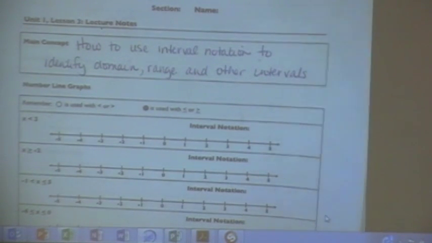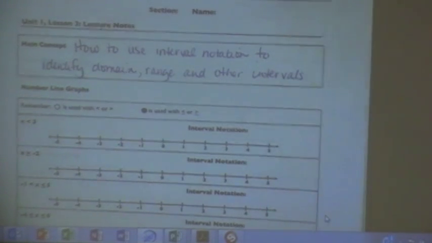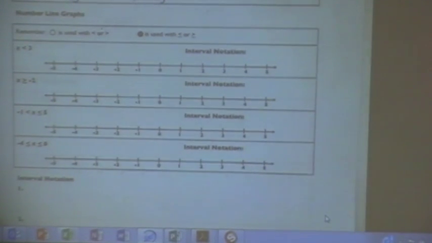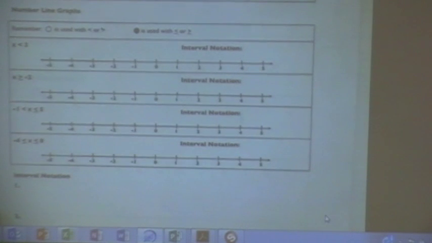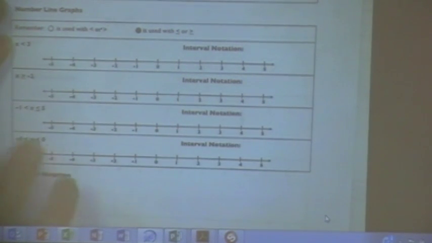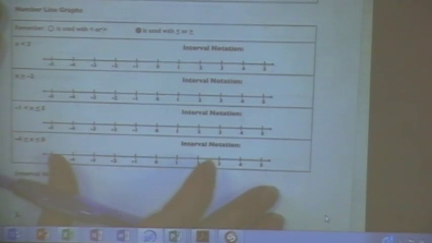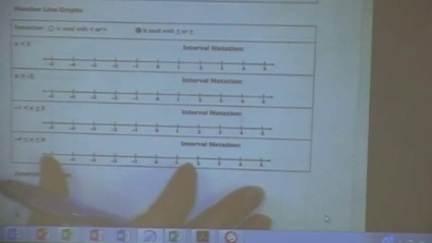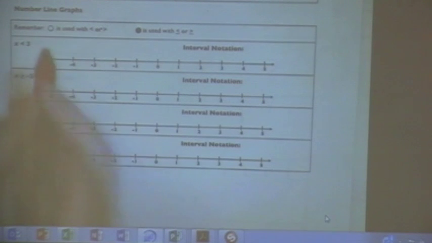Okay, so the first thing we're going to do is something you already know how to do. You've been doing this since probably 6th grade or so, where they give you a number line, and they give you, over here I've got these inequalities, and I just need to graph them. So we just need to be reminded of a few things. So they gave you a little reminder right here.